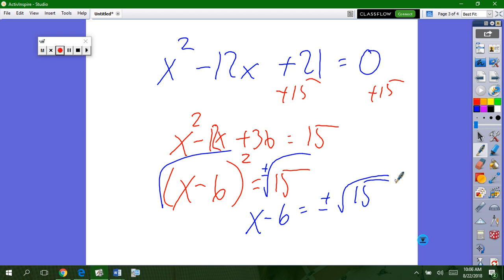Sometimes I wonder if it's me. Okay, root 15. Can root 15 be broken down? What's in 15? 3 and 5.